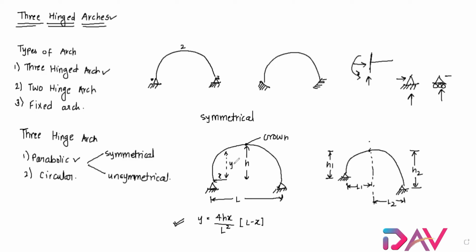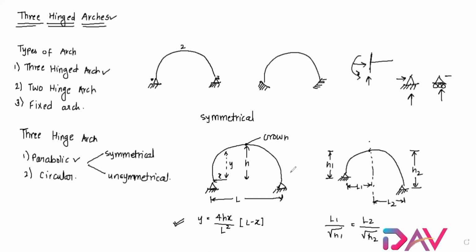Now if I use this formula for the same thing, it is given as L1 divided by root of h1 is equal to L2 divided by root of h2. This is derived. We have to remember this formula.